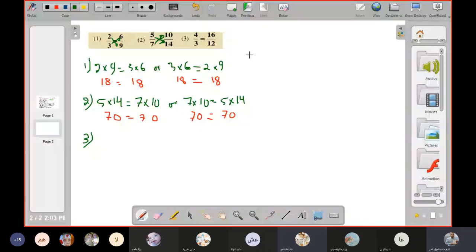Okay. The third one, ya Fatima, the same. 4 times 12 equal to 3 times 16. 4 times 12 equals 3 times 16. And 4 times 12 is how much? 48 equals 48. And we can put it 3 times 16 equal 4 times 12. It's the same.